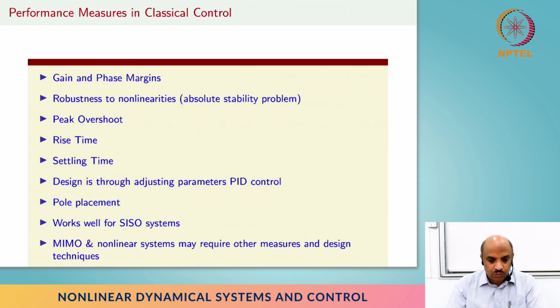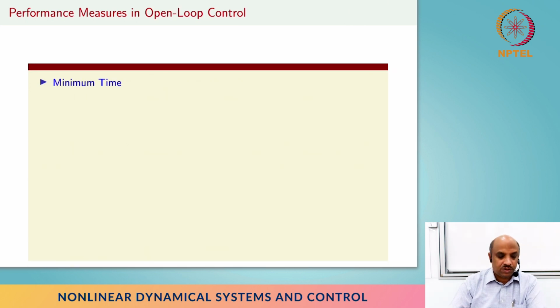So as I said, this works very well for SISO systems because typically they may have a PID controller with 3 parameters and things like that. But MIMO and nonlinear systems may require other measures and design techniques. And anyway, classical control was feedback control. There is another side of this coin of feedback control, which is open loop control.